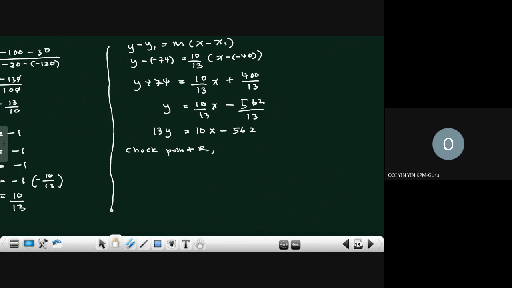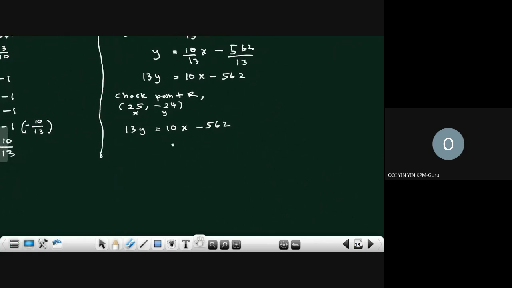Okay, how we do so is that, what is your point R? R is given in the question, if you read it, it is (25, -24). Okay, and then this is your x coordinate and your y coordinate here, right? Okay, so what we do now is we use this equation, 13y = 10x - 562.